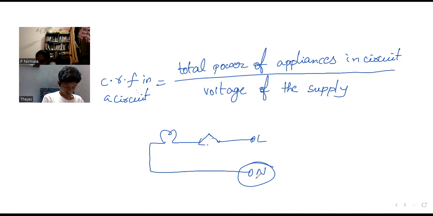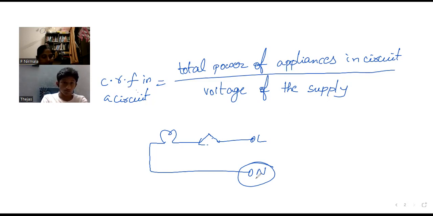Next, safety precautions while using a switch. What safety precautions do we have to follow while using a switch? We should not use wet hands, and water should not reach the live wire. Next, without switching off the switch, we should not repair it and we should not touch the live wire. So these are the precautions we have to take.